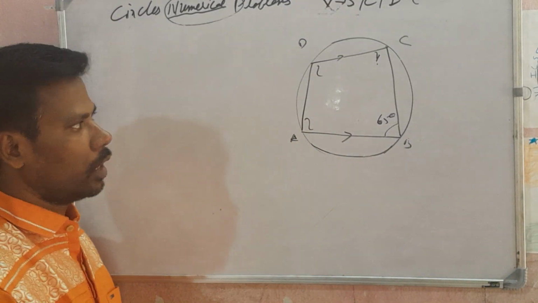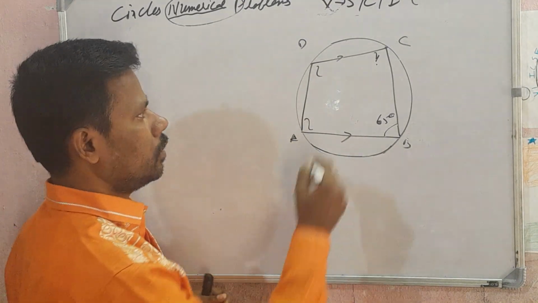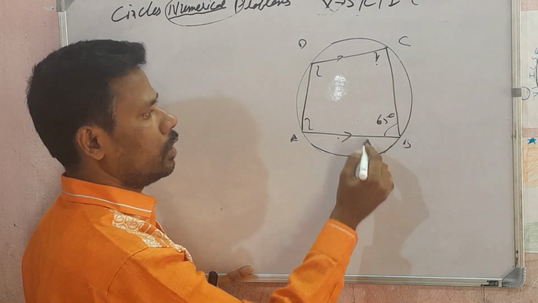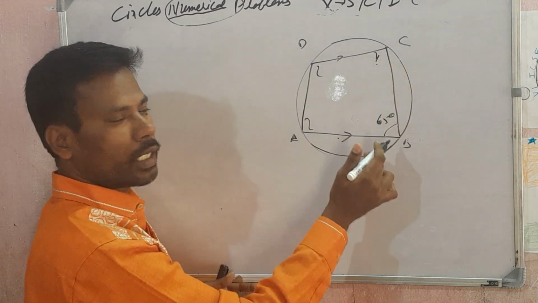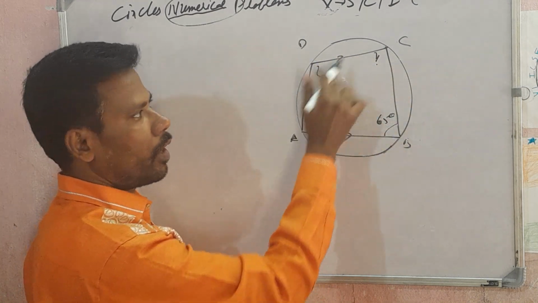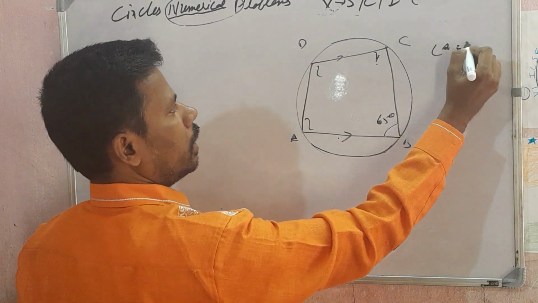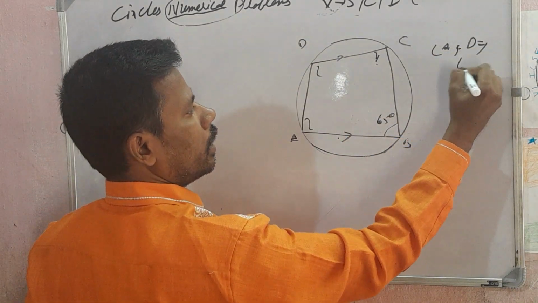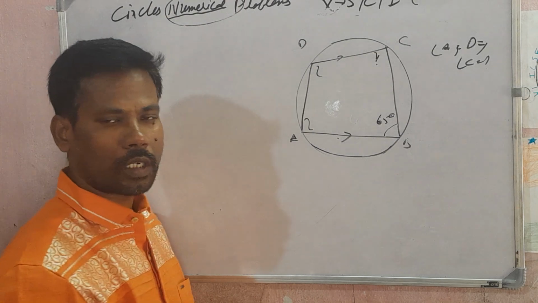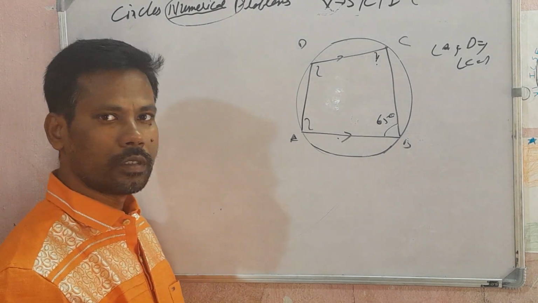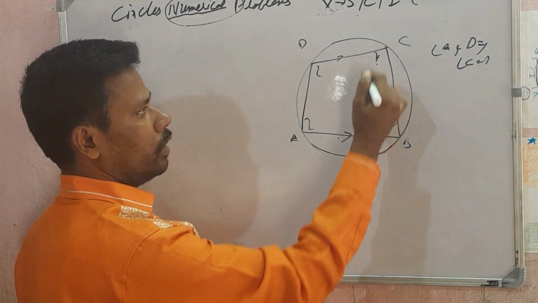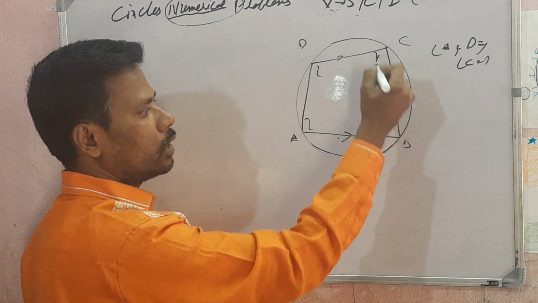So how will you do this one? There are so many methods. Since these two lines are parallel, they give ABCD is a cyclic quadrilateral, angle B is 65. Find all the other angles: angle A, angle D, angle C. What are these angles? So how will you do this one?